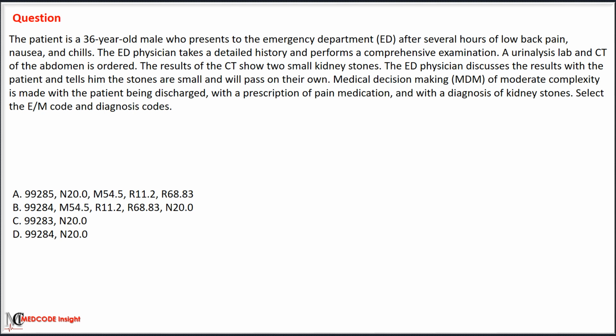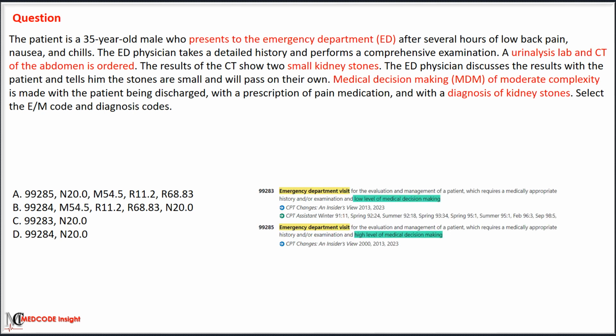Option A: 99285 and N20.0, M54.5, R11.2, R68.83. Option B with the codes 99284, M54.5, R11.2, R68.83 and N20.0. Option C with the codes 99283 and N20.0. Option D with the codes 99284 and N20.0.